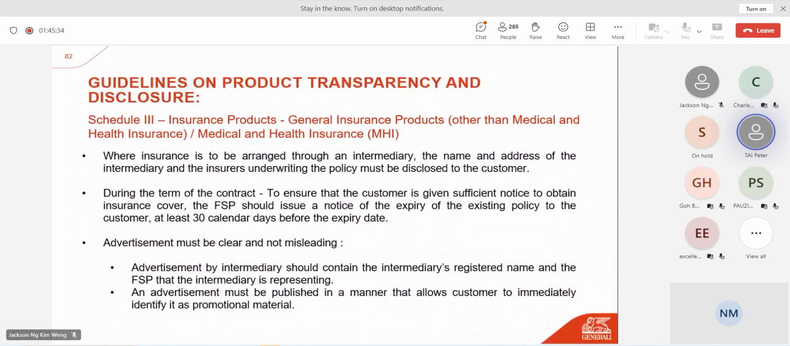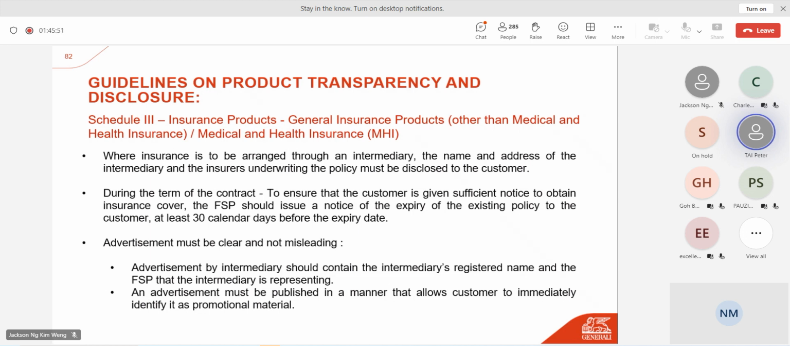Okay, during the term of contract, you must ensure that the customer is given sufficient notice. This is about the renewal notice. Normally our renewal notice is always 2 months in advance. You should receive your renewal notice 2 months in advance. If you do not receive it, kindly inform your MO or your branch manager accordingly.